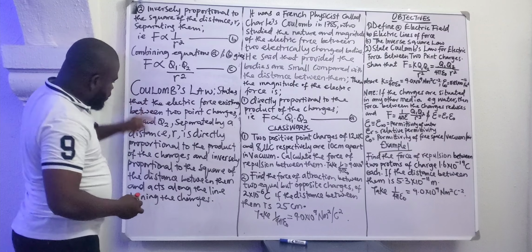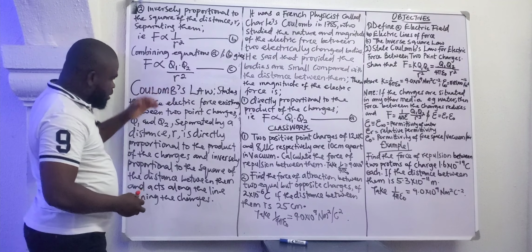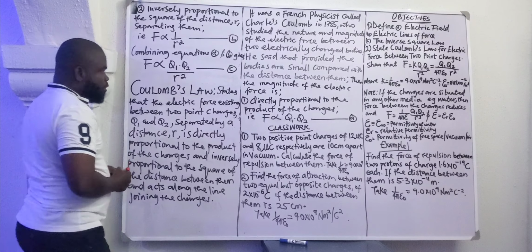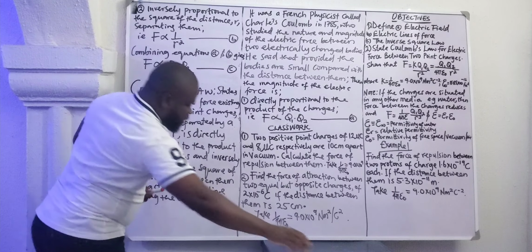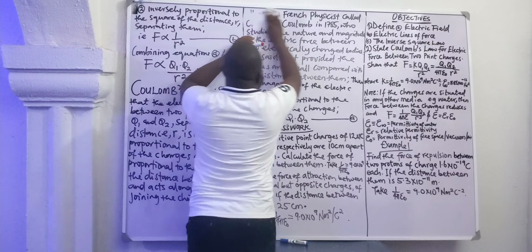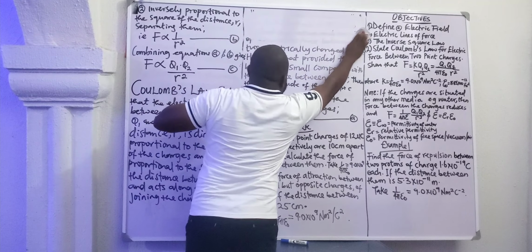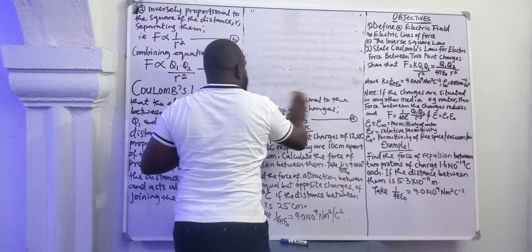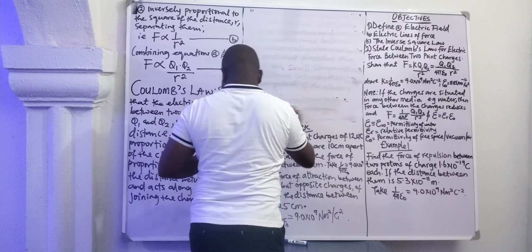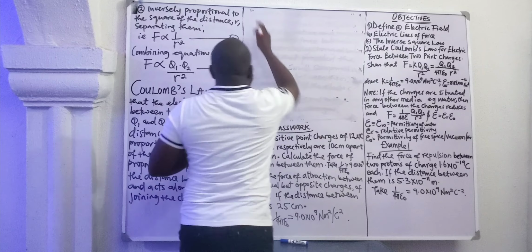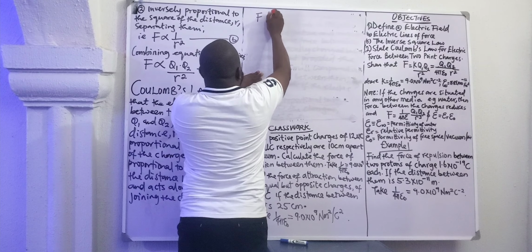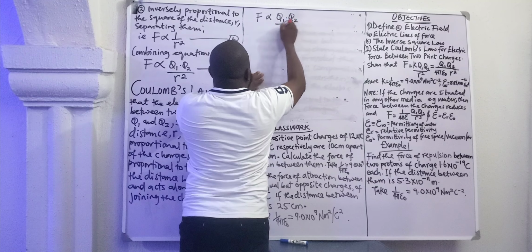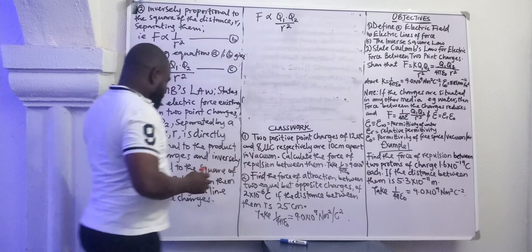So, which means equation C gives a direct representation of what? Coulomb's law. So, we are saying that Coulomb's law is F proportional to Q1 times Q2 divided by r squared.